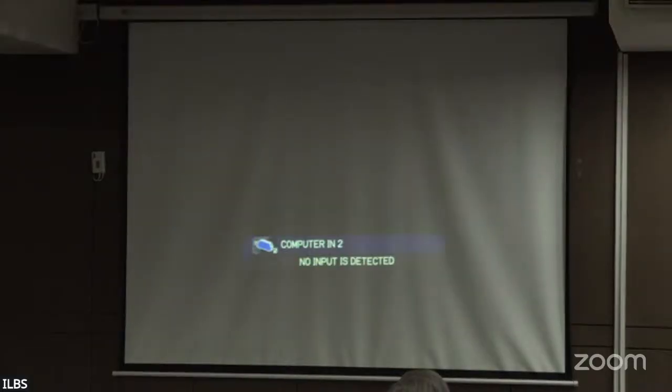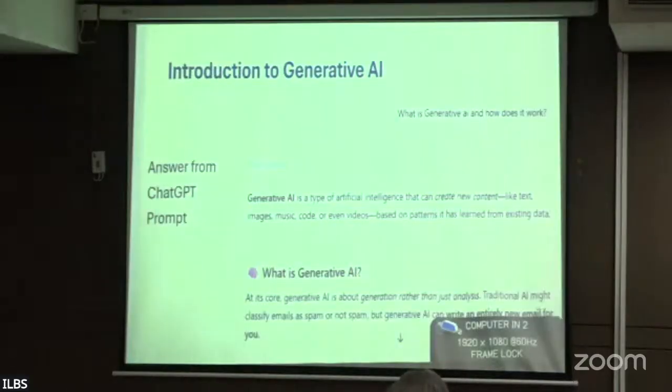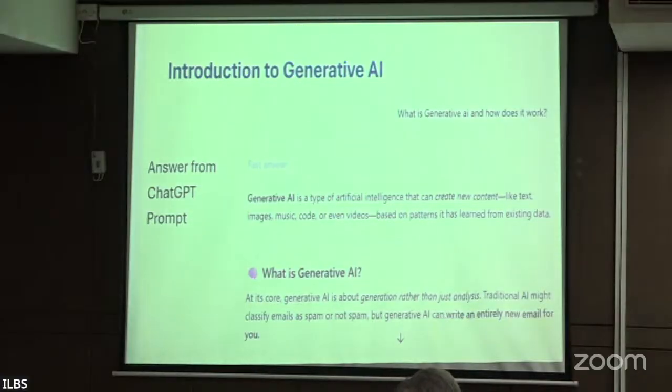So with the idea of the transformer, what is generative AI we know already. This answer was given by ChatGPT: generative AI is artificial intelligence that can create new content like text, images, etc., based on patterns it has learned from existing data. This phrase is very important: learned from existing data. What it has not seen, it doesn't know.